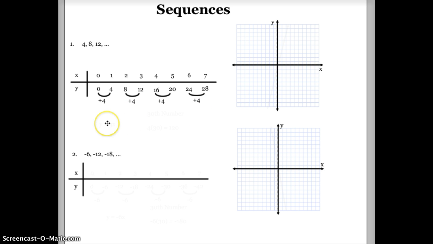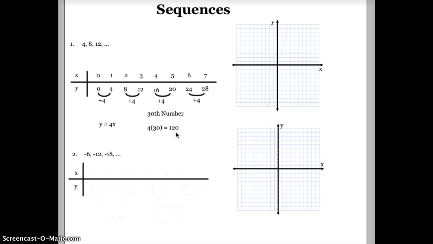Now when I write this equation, since I'm going up by 4 each time, my equation is going to be y is equal to 4x. To find the 30th number in that sequence, all I'm going to do is take 4 times 30. And that should give me my 30th number. And in this case, 4 times 30 is 120. So my 30th number of this sequence is 120.